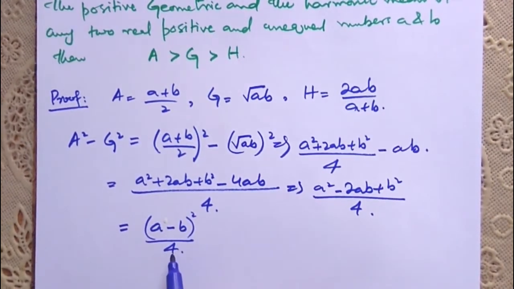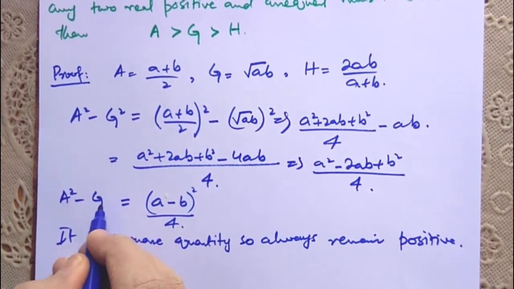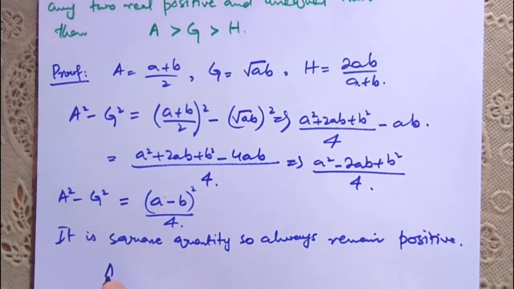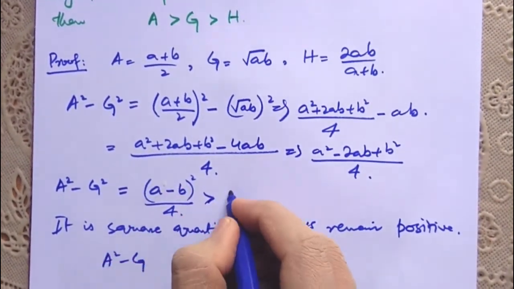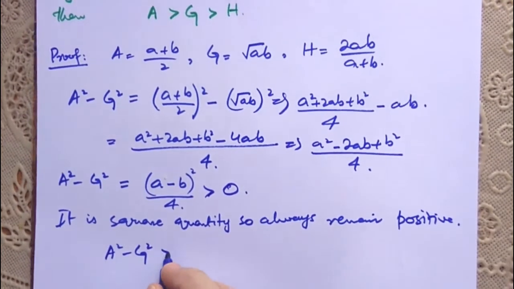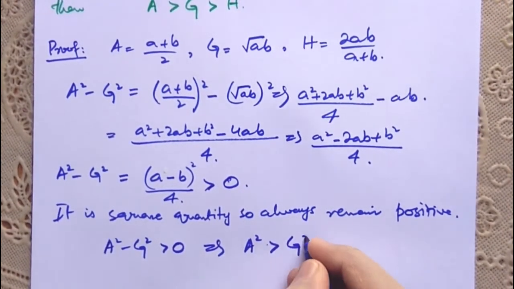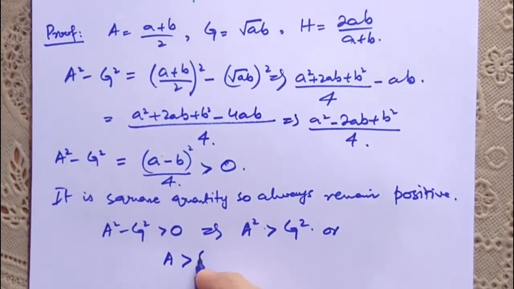Now it is a square quantity, so it always remains positive. A square minus G square is equal to this. So A square minus G square is greater than 0, because it is a square quantity. It implies that A square is greater than G square, or A is greater than G.